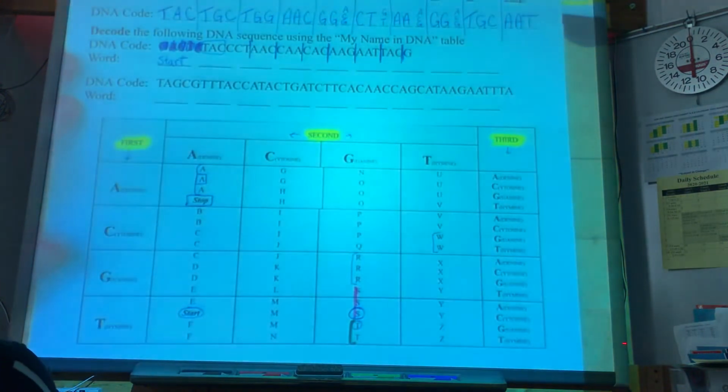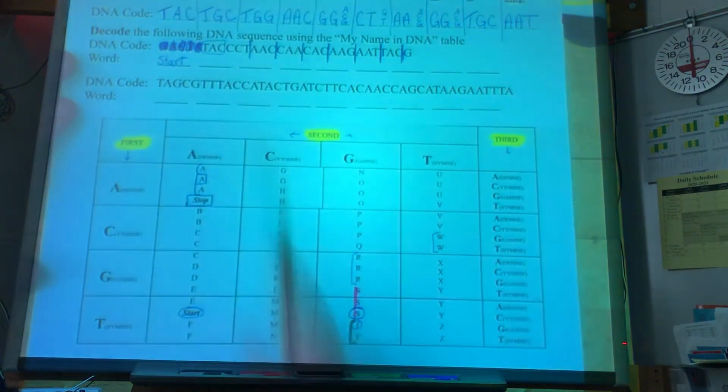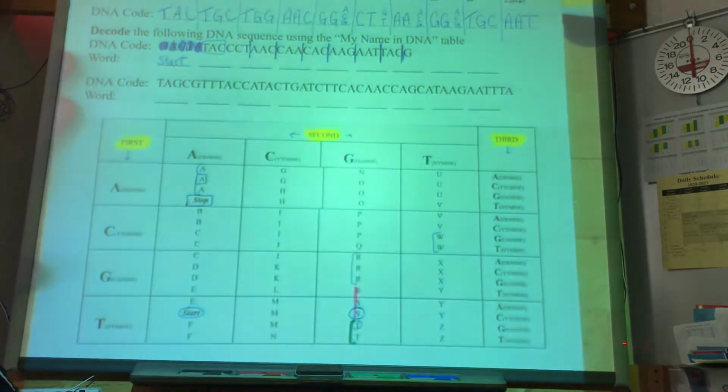Okay, now what if the first letter is a C, the second letter is a C, and the third letter is a T? Which letter in the alphabet does that three-letter code for?